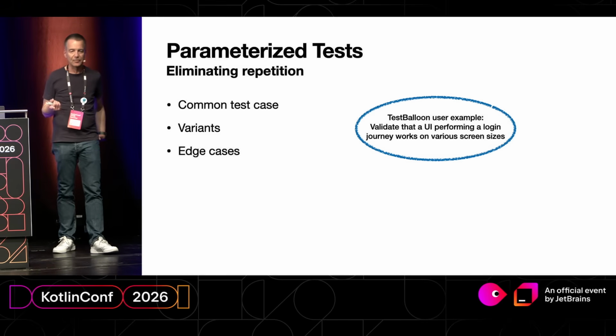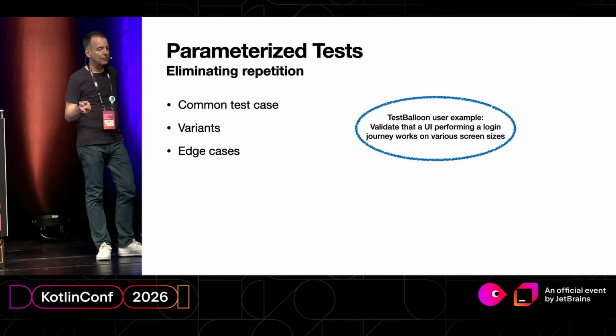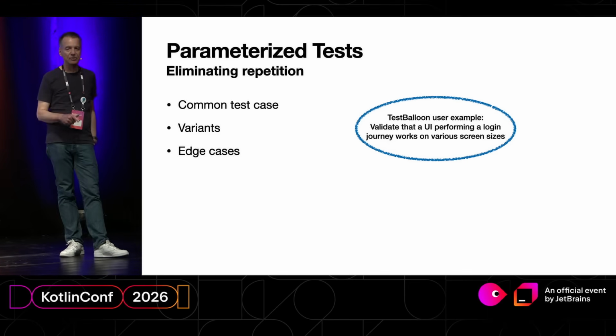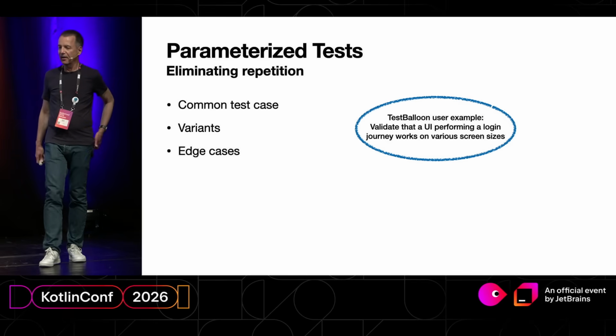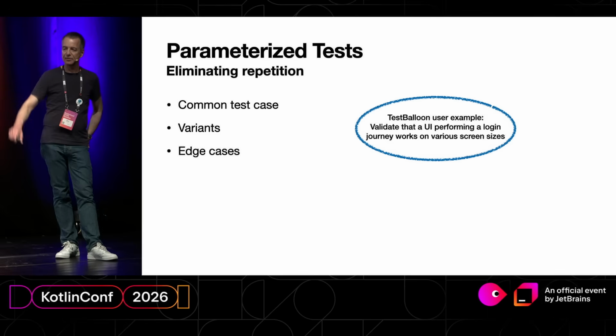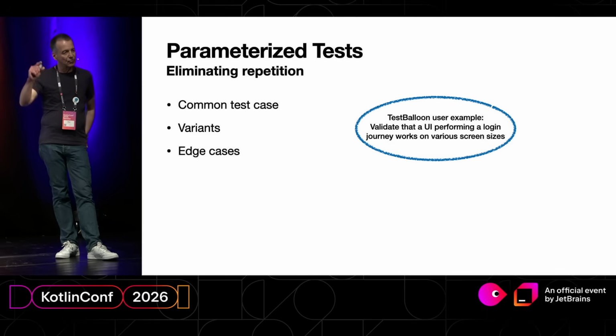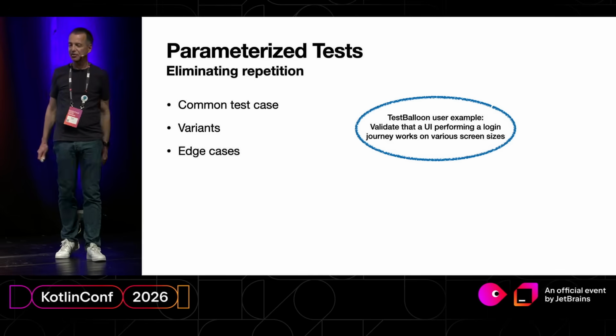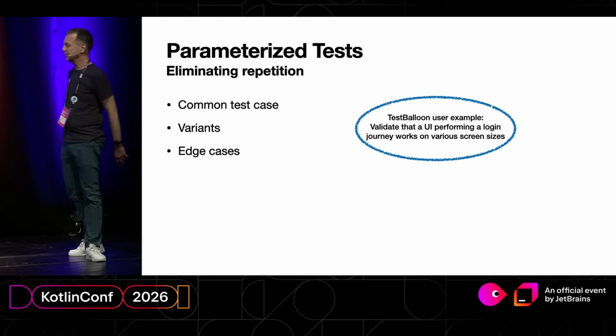An example from a TestBalloon user, actually: they have a UI performing a login journey, and they want to make sure that this works on various screen sizes, on mobile, on desktop, on tablets, and in the browser. And they just use screen size parameters, and then run the same test for each screen size, and can be confident that their application actually works on all the screens they want to support.